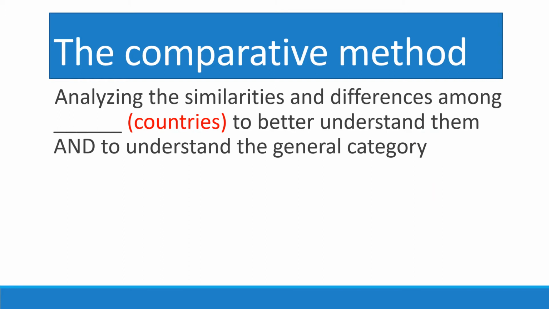In comparative politics, we use a research method called the comparative method, which is also used in many other academic disciplines. It's also used in everyday life, and believe it or not, you probably have used it yourself. The comparative method relies on analyzing the similarities and differences among fill in the blank. In comparative politics, that would be countries, to better understand them and to better understand the general category.